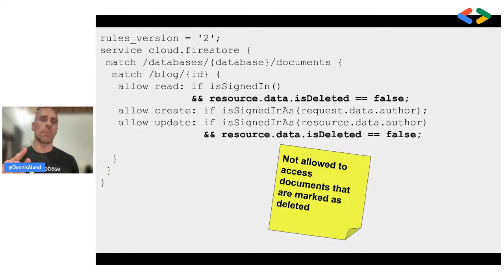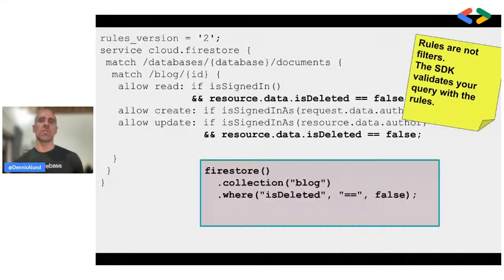Instead, we are marking them as is deleted equals true. And the rule saying you're only allowed to read it if deleted equals false. So that means that if I would switch that Boolean in any document to say that this document is deleted, that rule on read access would not allow me to read that document.